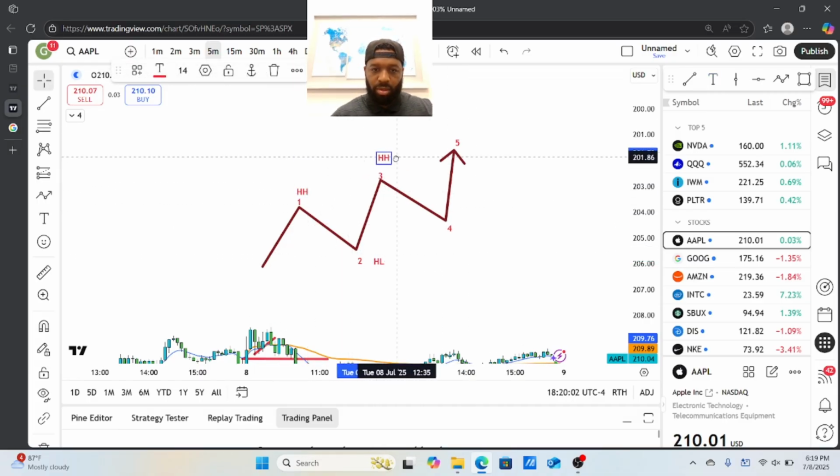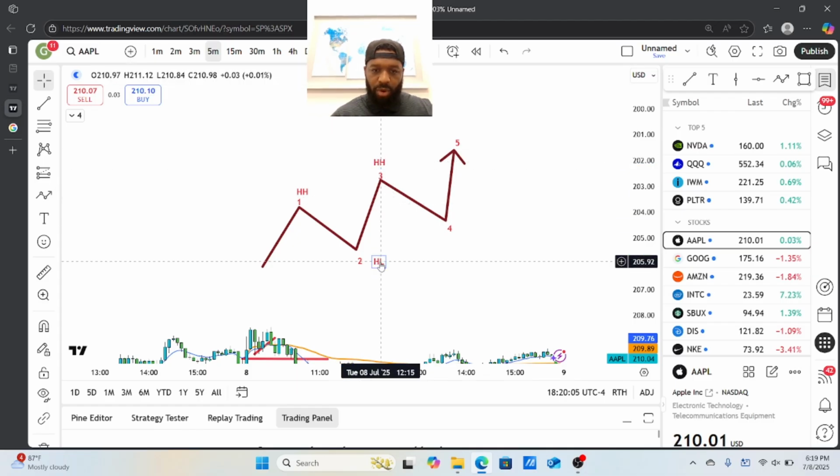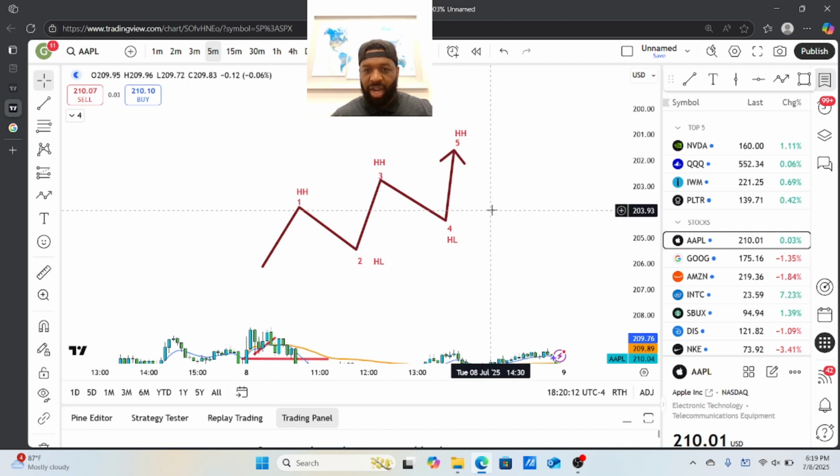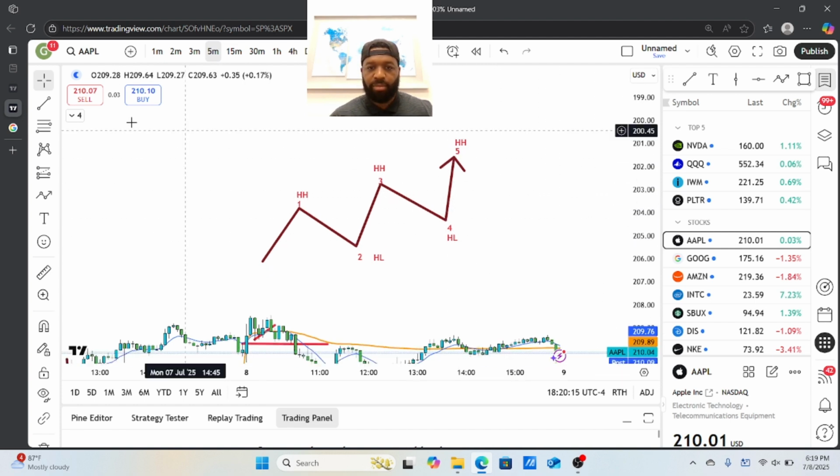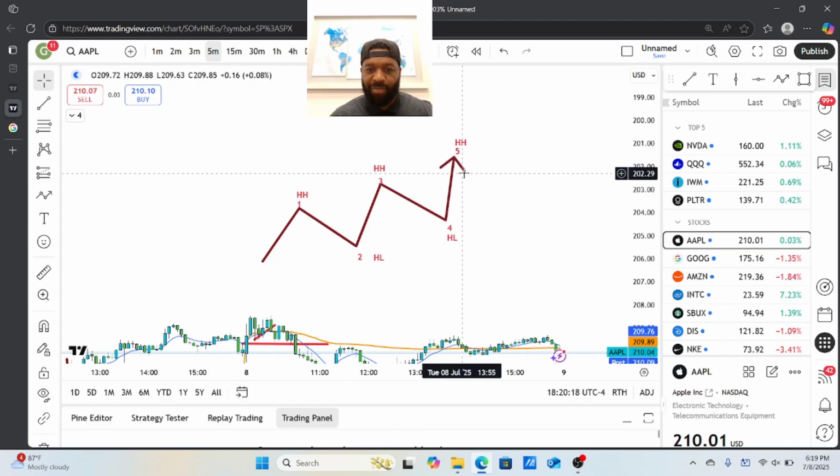At 3, we have a higher high. At 4, we have a higher low. At 5, we have a higher high. Right? So there's no lower higher low created, so I don't mark up another higher low there. Simple as that. There's the answers. You should have marked them up just like that.